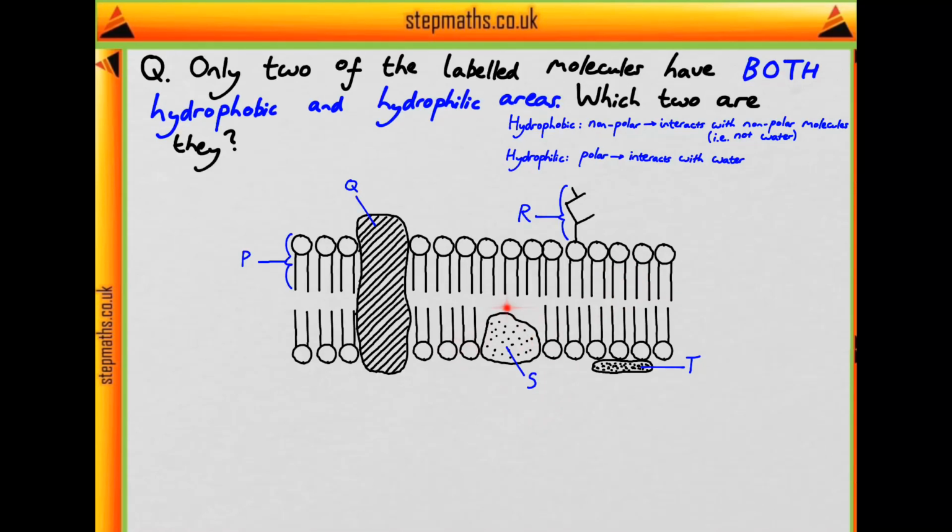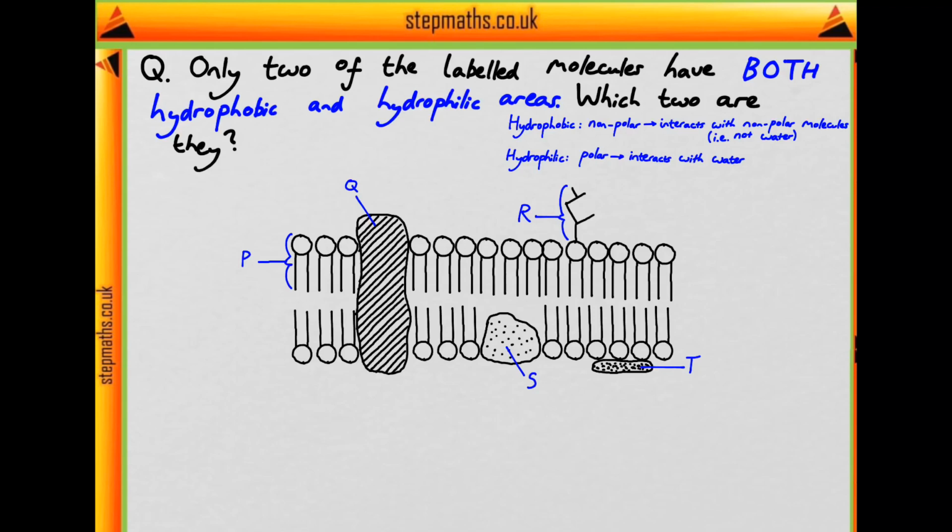S is much less clear, and I think this is quite a badly drawn question really, because with S you can see that it has hydrophilic areas, that it interacts with the water on this side, and it looks as though it does interact with this non-polar portion here. This part of what I assume is a protein seems to interact with these non-polar fatty acid chains. Perhaps this blank space here is intentional, and this is supposed to be some kind of water-filled pore within the lipid bilayer, but I'm not too sure about that.